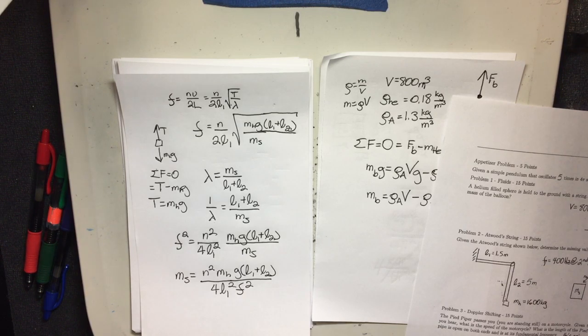Why is lambda mass of string over L1 plus L2? Because I did not give you the total length of the string, but I did give you the length of the two parts of the string. So the total length of the string is L1 plus L2. The length of the vibrating part is just L1.